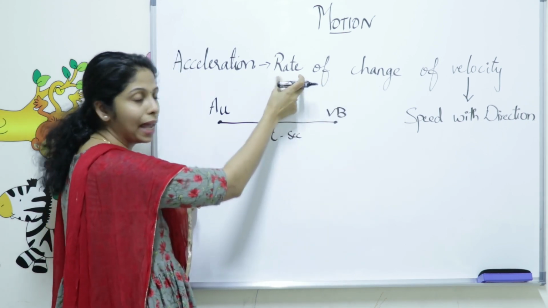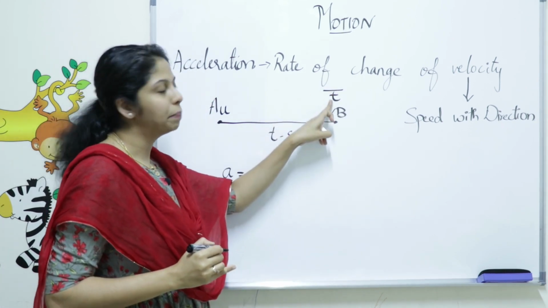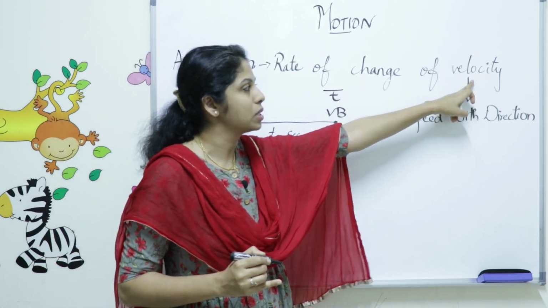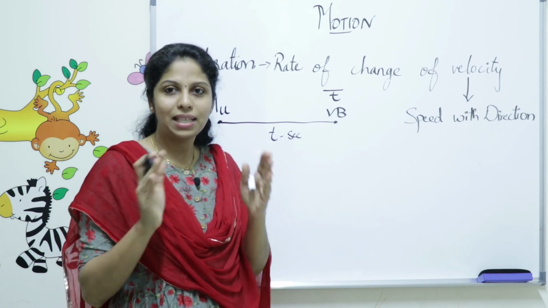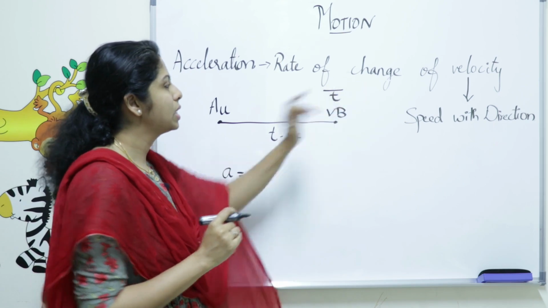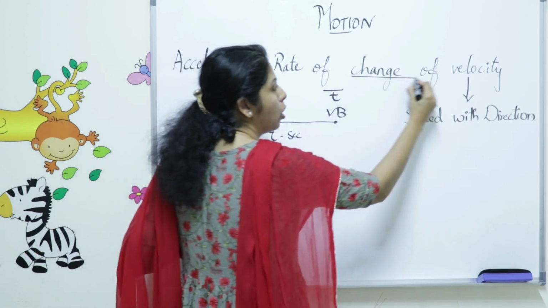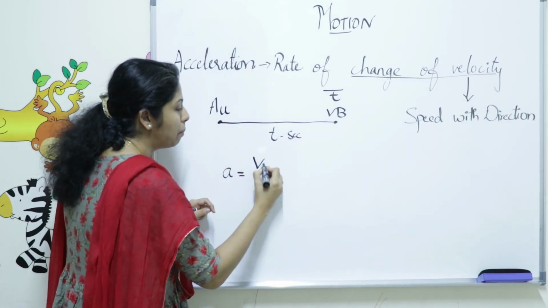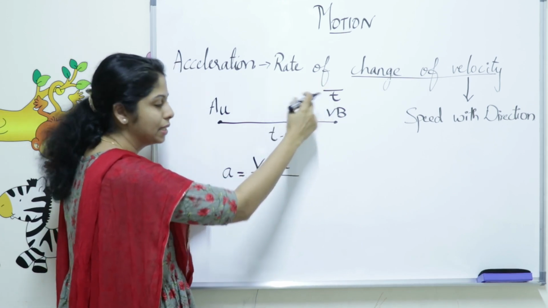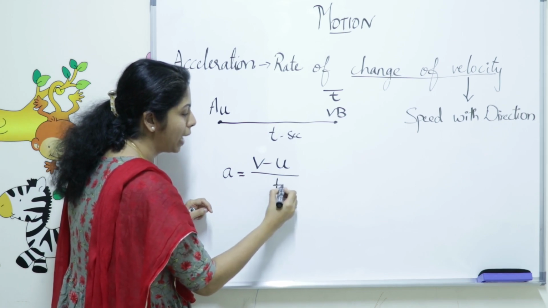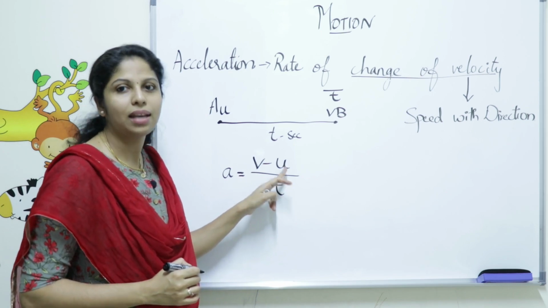Now, the acceleration a can be written as follows. If you see the rate of change of velocity, wherever you see the word rate, it will be per time. So, here it is change of velocity. Change of velocity means the difference between two velocities. We have the final velocity and the initial velocity. So, the change of velocity will be v minus u, divided by time, since it is a rate.